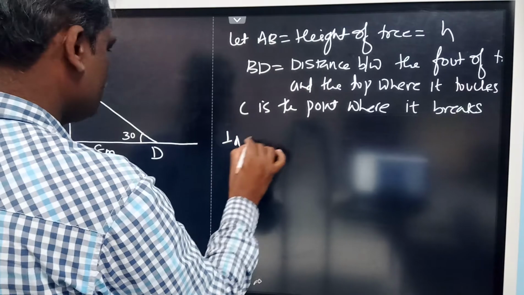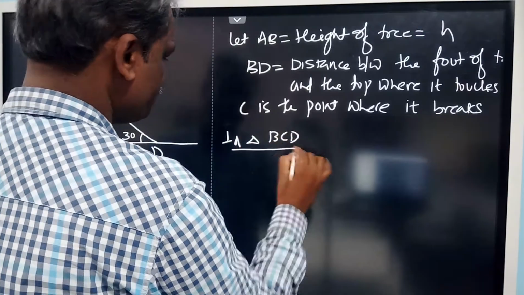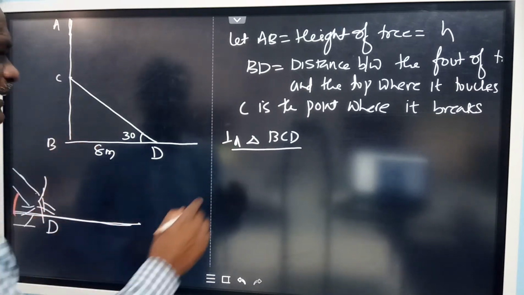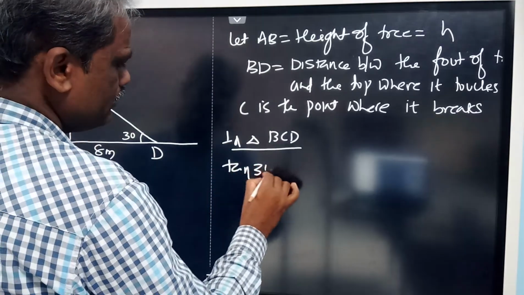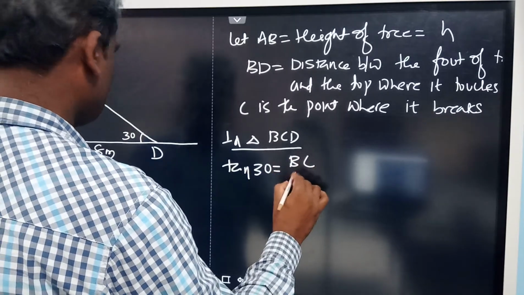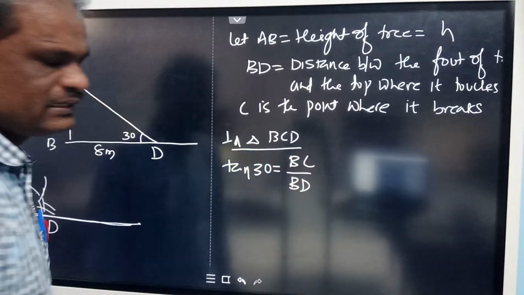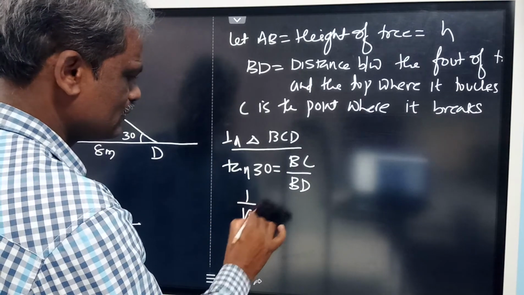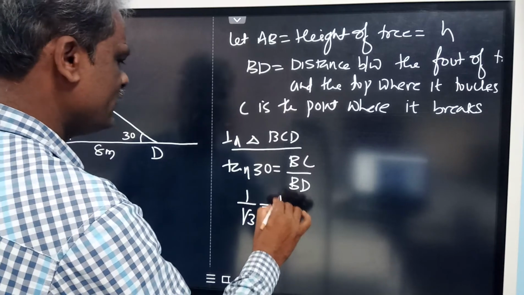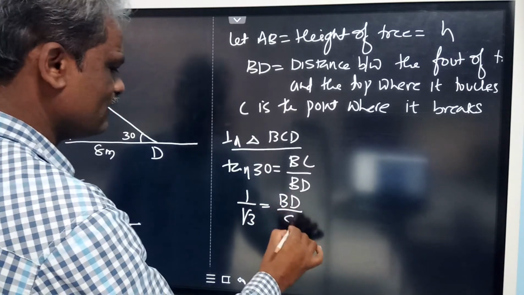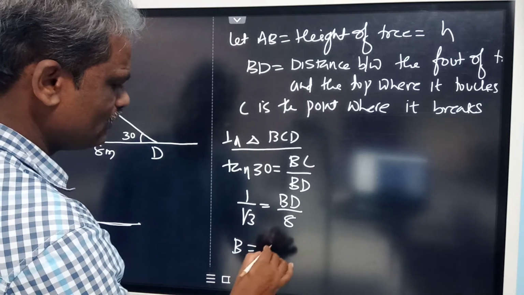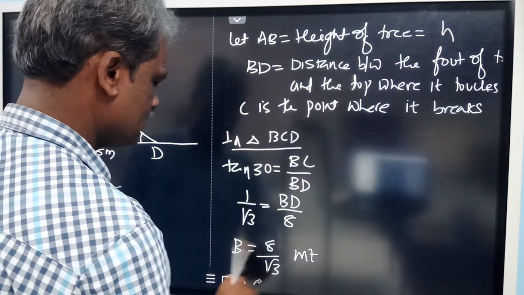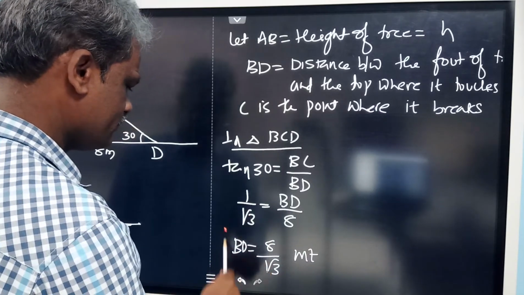So in triangle BCD, use this trigonometric ratio. For BC I want the opposite side and adjacent side, so tan 30. Opposite side here BC by BD. Tan 30. What is the value of tan 30? 1 by root 3. So BC length we need to calculate. BD is given, it is 8. So therefore BC is equal to 8 by root 3 meters. So this is the length of BC.